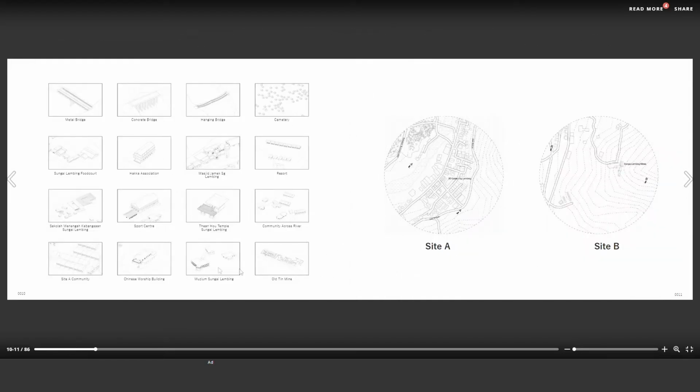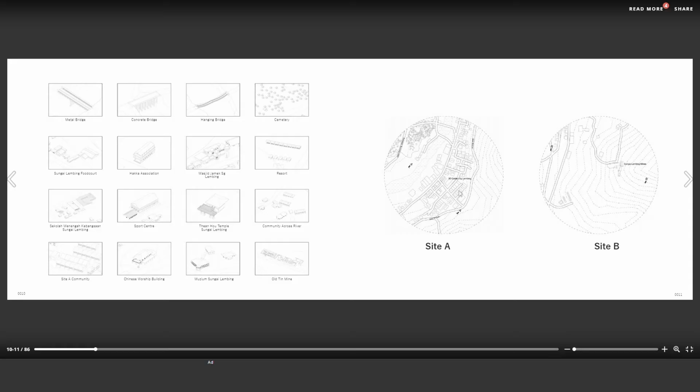Here we created components that we find very important to know within the area. You can see we did these three bridges, the metal bridge, concrete bridge and hanging bridge, that we found in the area, and this is the cemetery. There are also Sungai Lembing Food Resort, the Hakka Association, and a lot of religious components, which are the temple and the masjid, and there are school and sports centers as well.